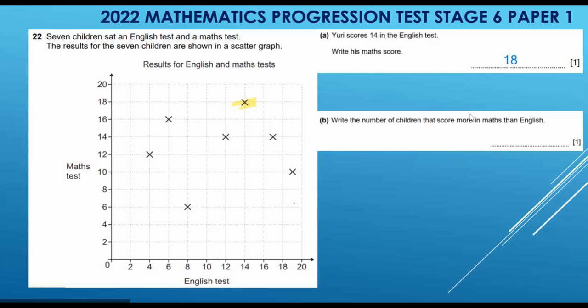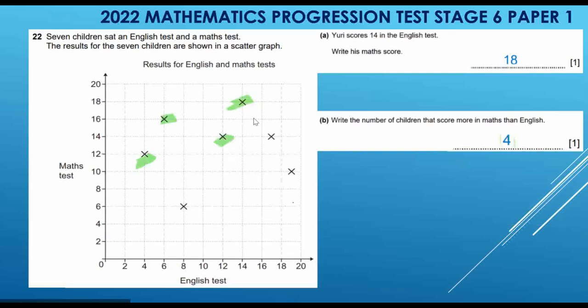Question B. Write the number of children that score more in math than English. 10 seconds. If you need more time, you may pause this video. Now let's see the answer. It's 4. Here's how it works.